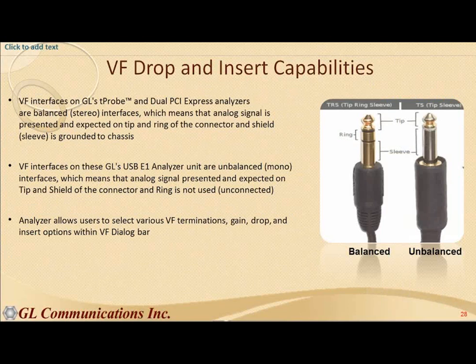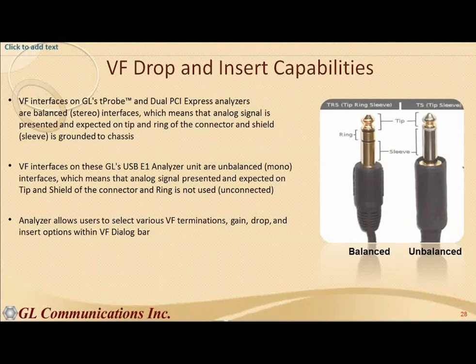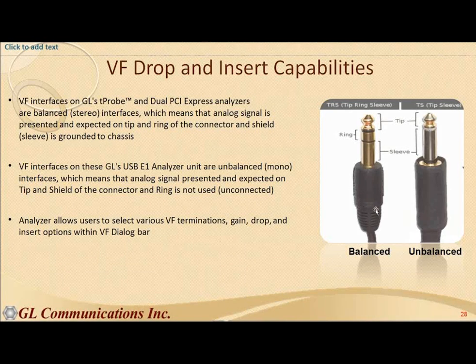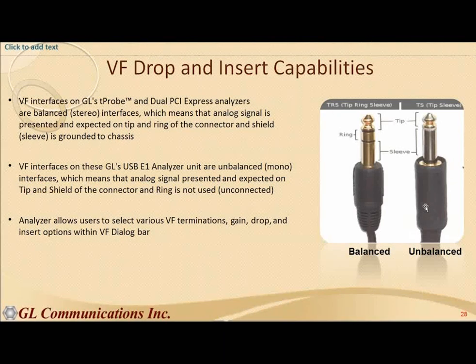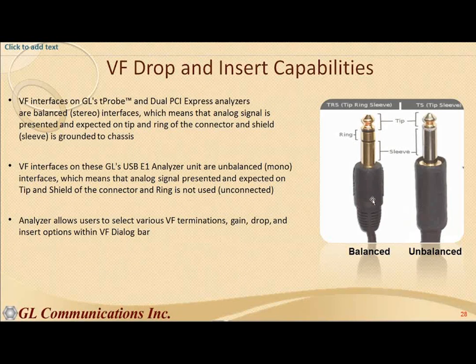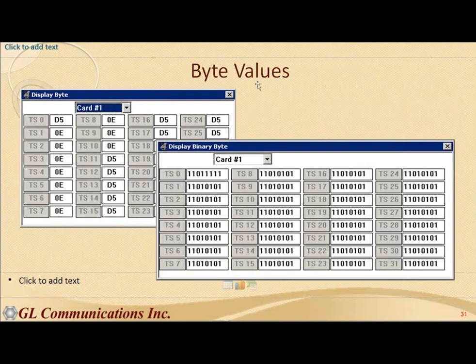One of the things that we have on the VF is that some of the platforms allow for balanced connections, and some of them are unbalanced. So the T-probe and the express cards have balanced interfaces, and the USB has the unbalanced interface. So any type of VF connections are possible. These are all basic applications that I think you all are familiar with.